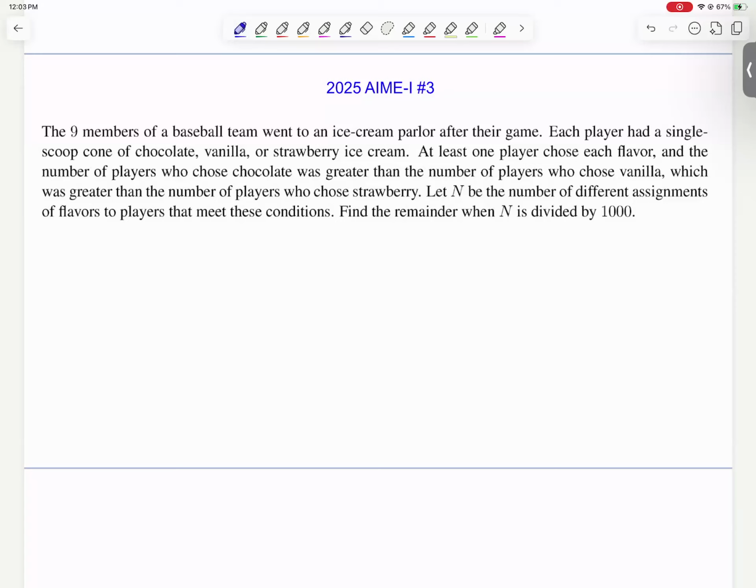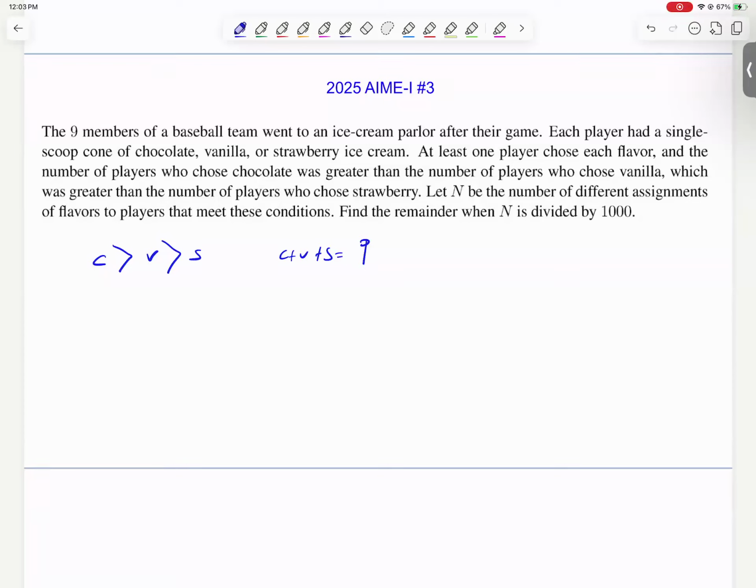Let's say the number of players who choose chocolate is C. The number of players who choose vanilla is V. The number of players who choose strawberry is S. C must be greater than V, and V must be greater than S. C plus V plus S is equal to the number of players, which is 9.